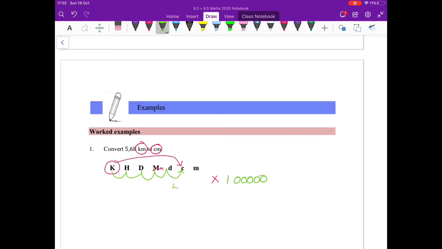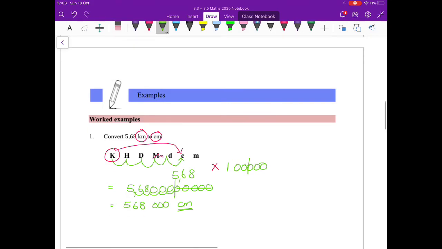I put a 1 in front, so I'm going to say 5,68 multiplied by 100,000. We could also do it like this: 5,68, I could add a whole lot of zeros onto here, which doesn't change the value of my number, and move my decimal. Actually, the digits are moving and not the decimal comma, but 5 places: 1, 2, 3, 4, 5. So that would be my conversion: 568,000 centimeters. Do not forget your units. You will lose a mark in a test or an exam if you forget your units.